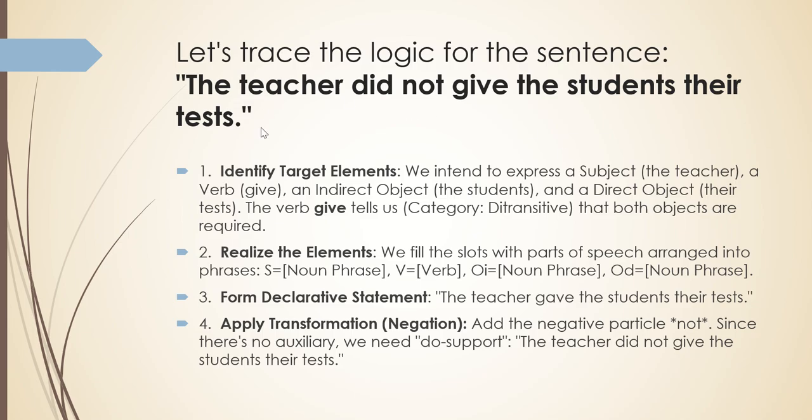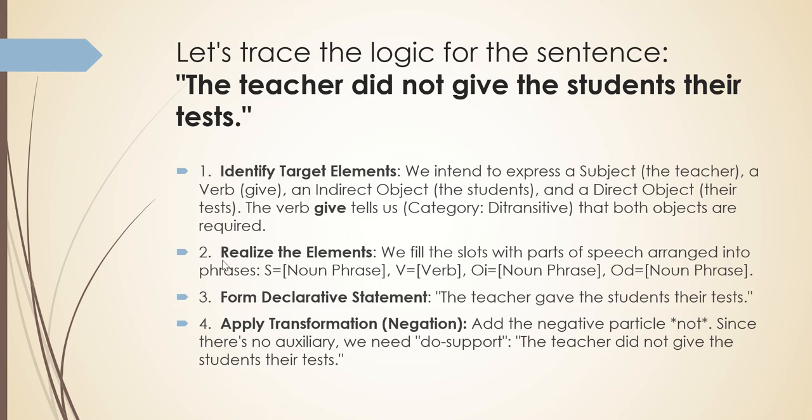If we want to take one simple example and apply the operations and the topics that we dealt with in Unit 2, we might have this sentence: the teacher did not give the students their tests. You might be asked to identify first the target elements. What are the elements of the sentence? What is the subject? In other words, what is the verb? What is the object? So we identify the sentence elements in the sentence.